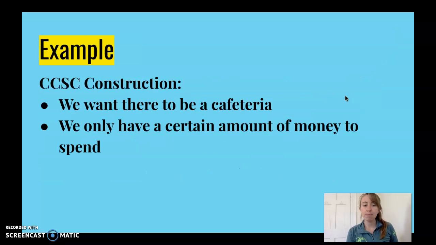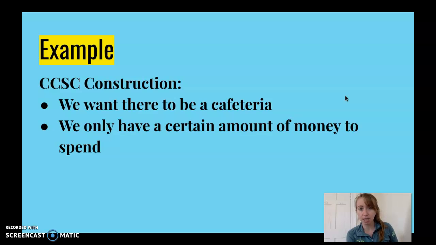Okay, so an example that the school is working on right now is CCSE construction. On 6th Street, they're doing some work, hopefully right now, although maybe not with coronavirus, but there will be some work done because, among many other things, we want there to be a cafeteria. So us wanting there to be a cafeteria at CCSC is a criteria of the design, because that's just a goal of what we want the project to have.